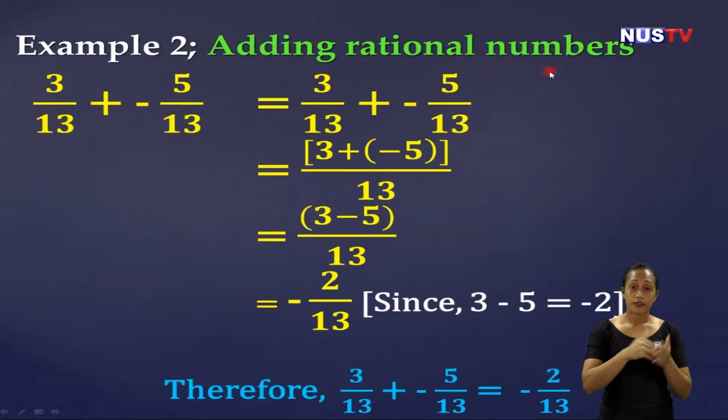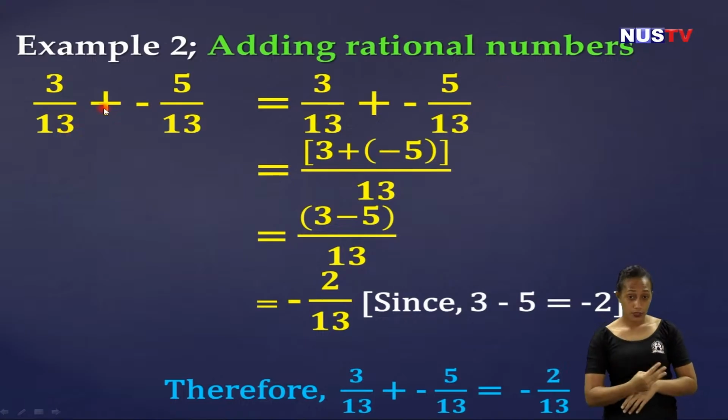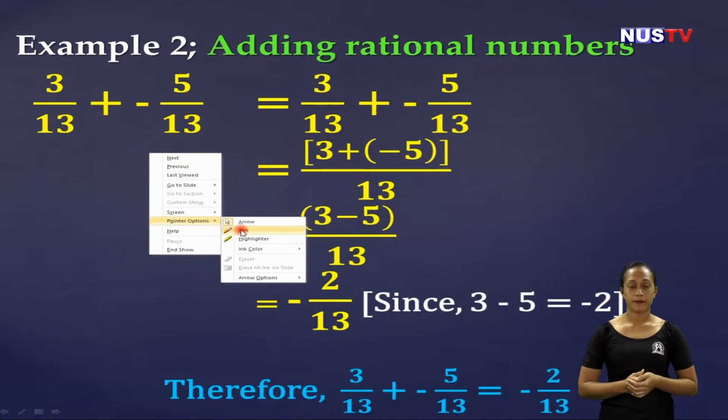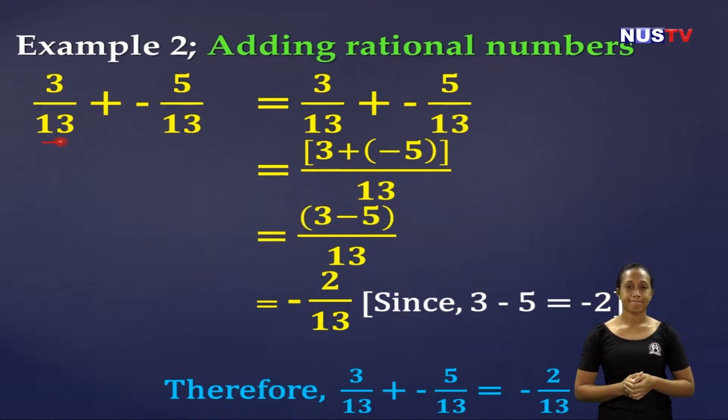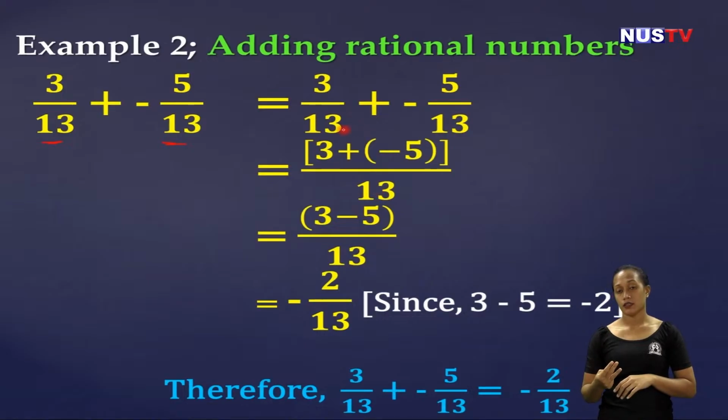Adding rational numbers. 3 over 13 plus negative 5 over 13. Since the denominators are the same, this 13 remains as the denominator of these two fractions. 3 over 13 plus negative 5 over 13. Make the denominator 13 as they are the same.